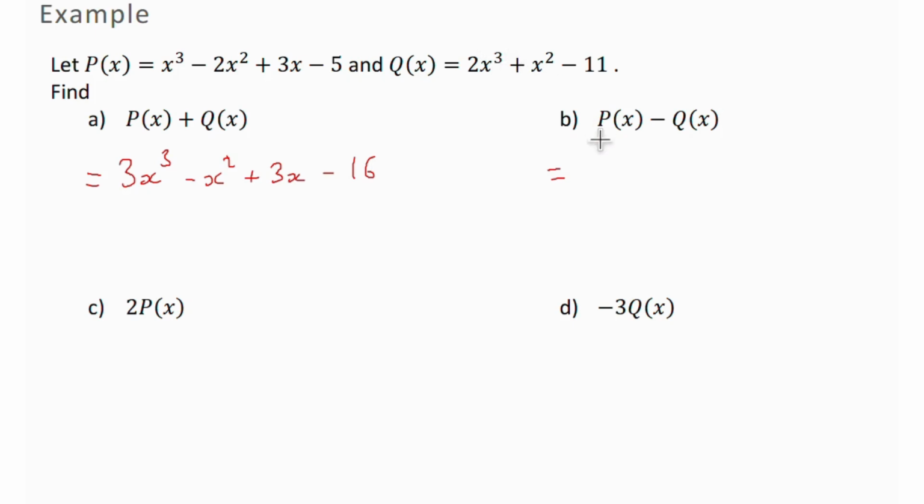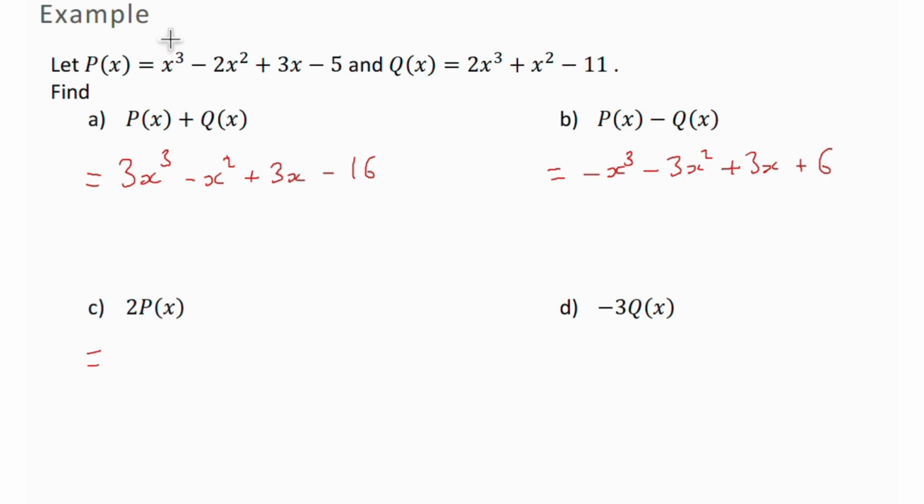Subtracting: x cubed minus 2x cubed is minus x cubed. Minus 2x squared minus x squared is minus 3x squared. 3x minus 0x is plus 3x. And minus 5 minus negative 11 is minus 5 plus 11, so that's going to be plus 6.